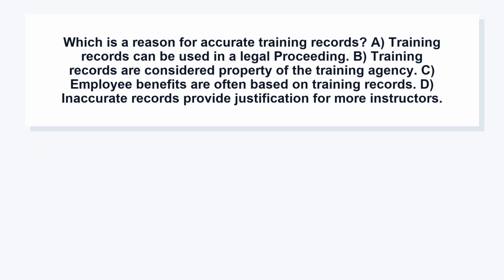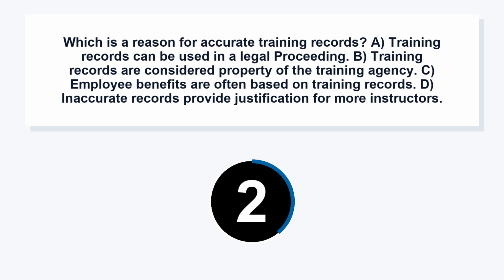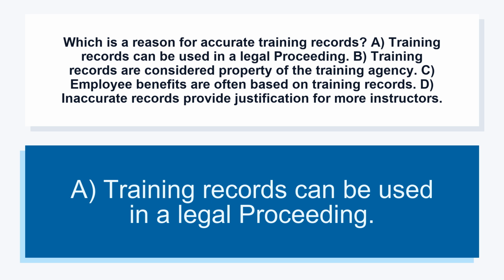Which is a reason for accurate training records? A. Training records can be used in a legal proceeding. B. Training records are considered property of the training agency. C. Employee benefits are often based on training records. D. Inaccurate records provide justification for more instructors. A. Training records can be used in a legal proceeding.